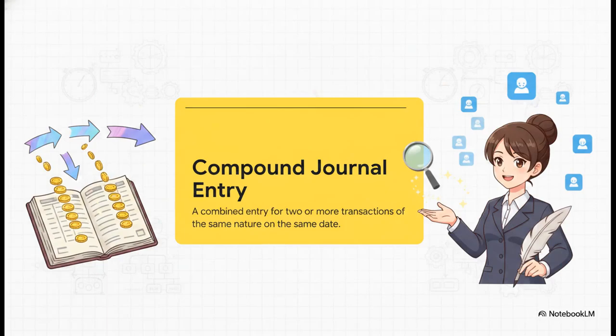Before we move on from the journal, I've got to show you a quick factory shortcut. It's called the compound journal entry. Sometimes you get 2 or more transactions of the exact same nature happening on the exact same day. So instead of writing out a tedious separate entry for every single one, an accountant can just pass a combined entry. You might have one account debited and multiple accounts credited, or vice versa. Honestly, it's a huge time saver, and it keeps the journal looking incredibly clean.